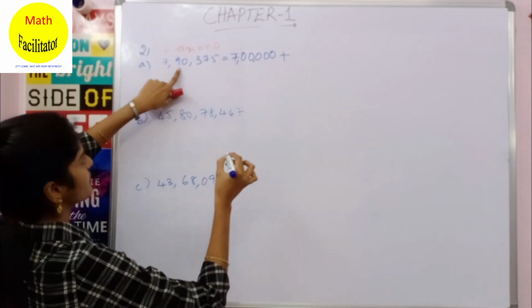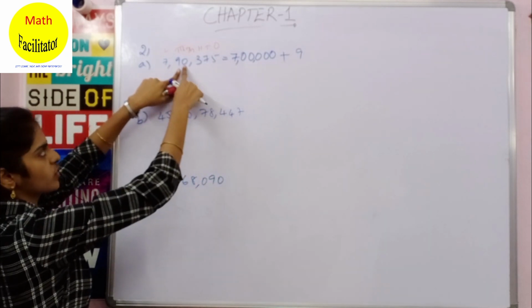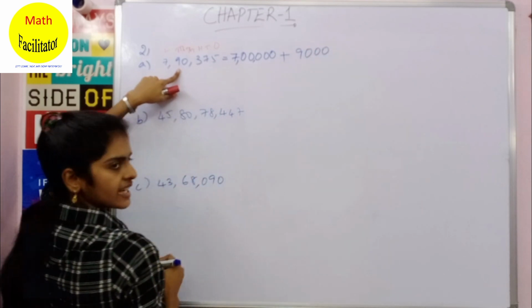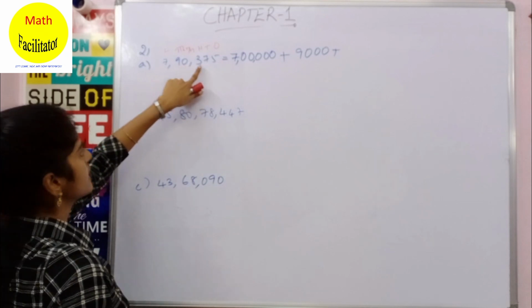Plus, now the next number is 9. You will write 9. After 9, you count the places. Okay, so 1, 2, 3, 4. So you will write 4 zeros. Clear? Plus, now you don't have to take 0. You will move to the next number.